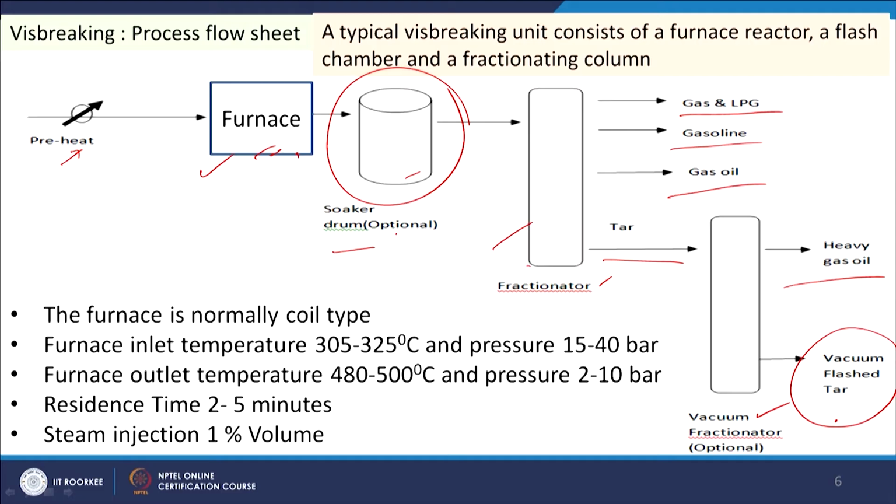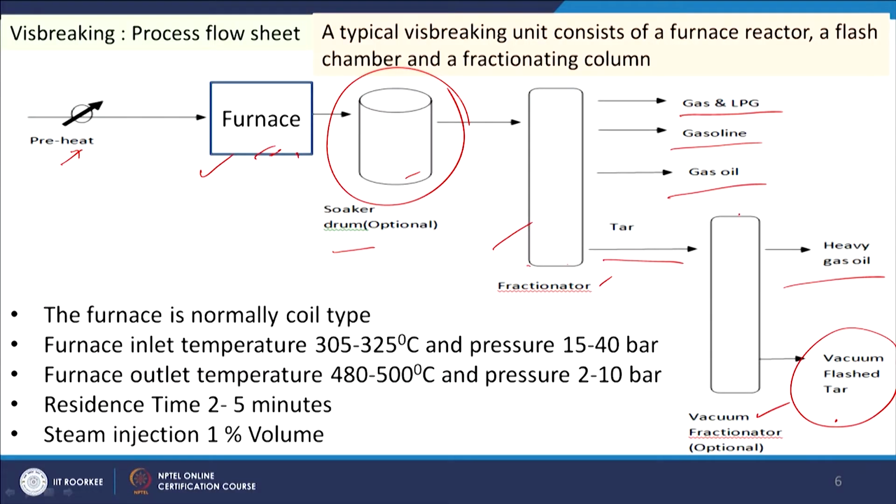Otherwise we can use coil Visbreaking. There is no soaker, coil Visbreaking is there. From the furnace it goes through the furnace coil for a small span of time at relatively higher temperature. That way also some fractionation will happen and we will get different products, but the products may vary in their quality and the relative amounts may change to some extent.